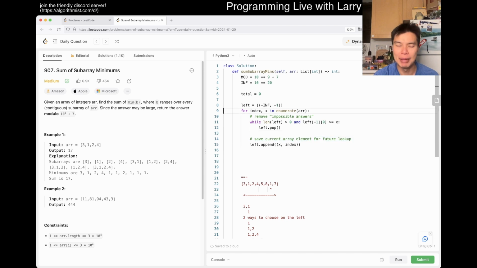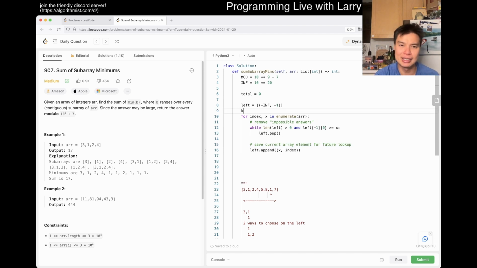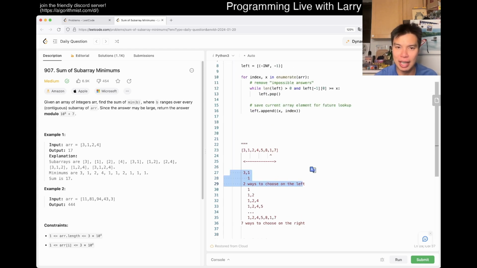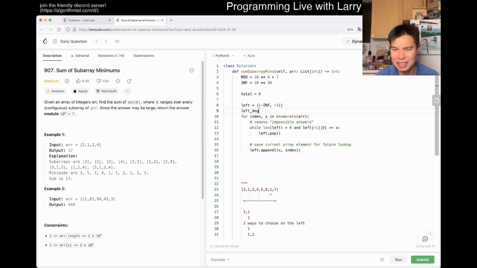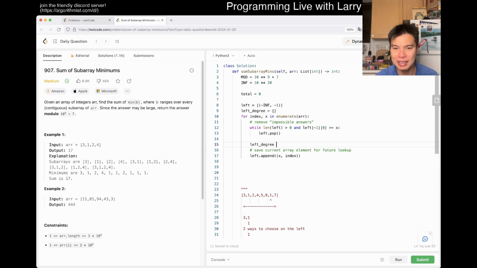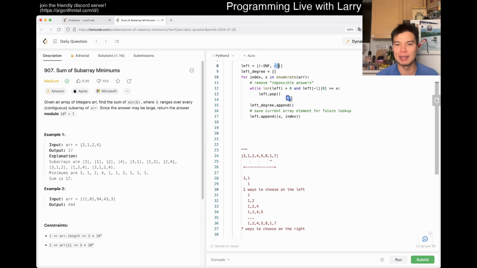So this is the left stack, but actually what I want to do is calculate the index, right? So basically we're calculating the degree of freedom on the left side. So I want to save it down, left degree, which is, so then now the top will contain the value, but also the index, right? So basically the degree of freedom that we have for this answer. So this is our index, the current index.